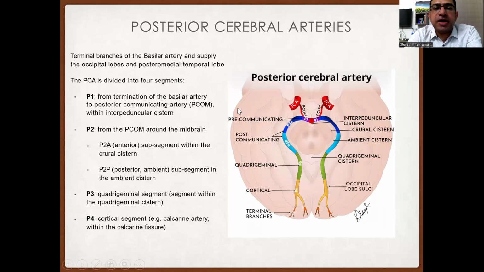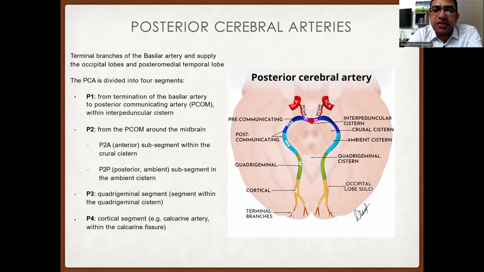Coming to the different parts of the posterior cerebral artery, it is the terminal branch of the basilar artery, and it can be divided into 4 parts, that is P1, P2, P3, and P4. P1 extends from the termination of the basilar artery to the posterior communicating artery. This is present within the interpeduncular cistern. P2 is from the posterior communicating artery and goes around the midbrain.